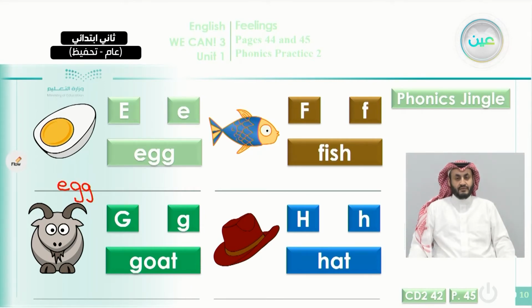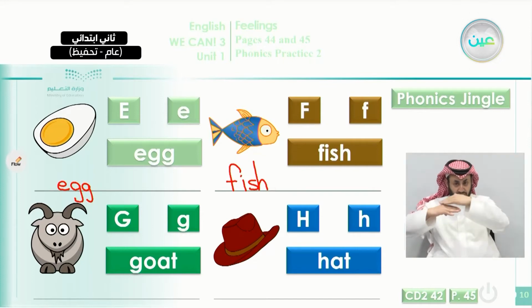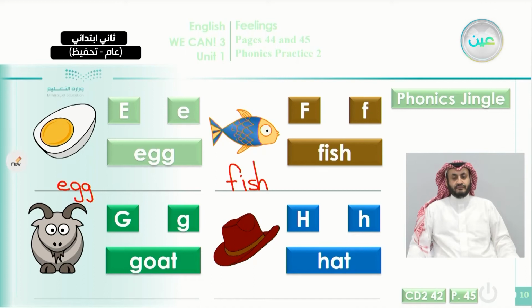Fish, you can write it in this way also. F, I, S, H. None of these letters go down under the line.